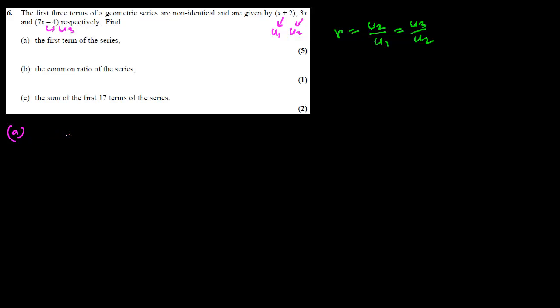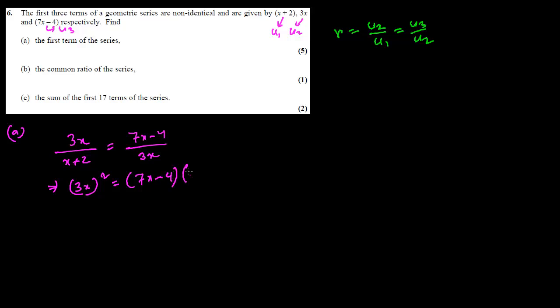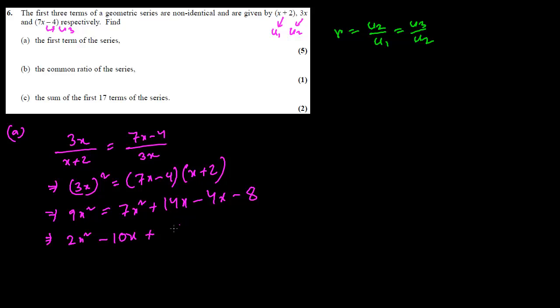So u2 by u1: thrice x divided by x plus 2 equals u3 by u2: 7x minus 4 divided by thrice x. So this is going to be thrice x into thrice x, which is thrice x whole squared, equals 7x minus 4 into x plus 2. So we have 9x squared equals 7x squared plus 14x minus 4x minus 8. So 9x squared minus 7x squared is 2x squared, 14x minus 4x is 10x, so minus 10x. If you bring the minus 8 to the other side, it becomes 8 equals 0.